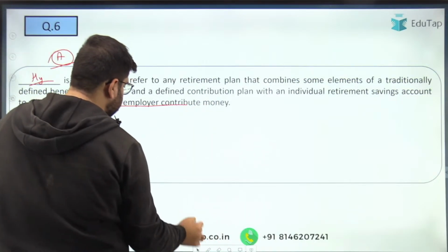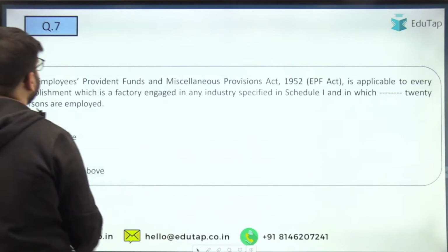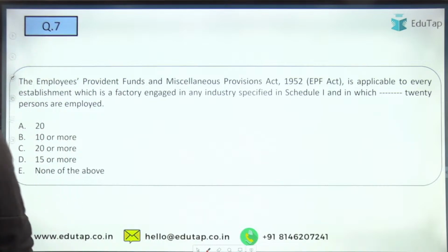Question number 6 is also done. Now we are moving ahead to question number 7. Yes, try to answer this question based on the EPF Act. The Employees Provident Fund and Miscellaneous Provisions Act of 1952 is applicable to every establishment in which a factory is engaged or in any industry in schedule, and in which dash more than employed. So please answer.